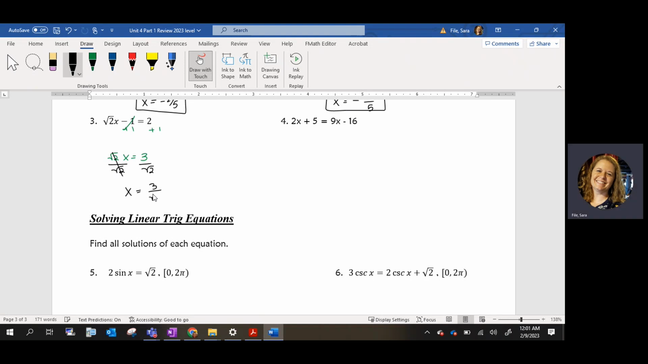We don't leave radicals in denominators. And when we get to trig questions like this, if you have one where you end up with a radical in the denominator, you definitely need to rationalize it because it's not going to be a unit circle value that you recall. But if I multiply this by the radical 2 in the numerator and denominator, that becomes 3 root 2, and then this becomes over 2.